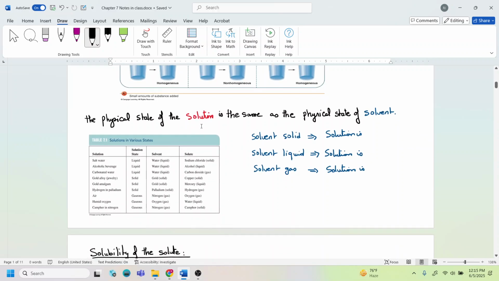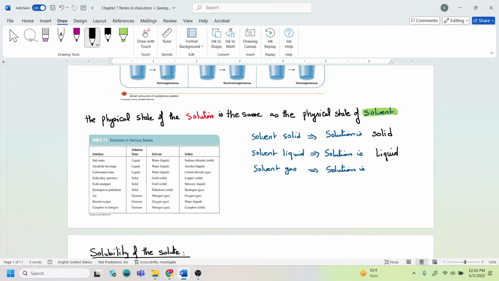So the physical state of the solution, whether it is a liquid, a solid, or a gas, always follows that of the solvent. This is why you look at the solvent and see what physical state the solvent is, then your solution is going to have the same physical state. So if your solvent is a solid, then the solution is going to be a solid. And if your solvent is a liquid, then your solution is going to be a liquid.